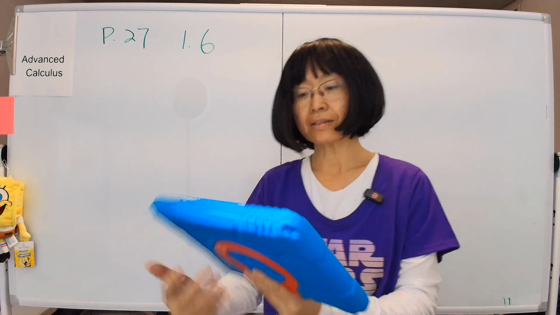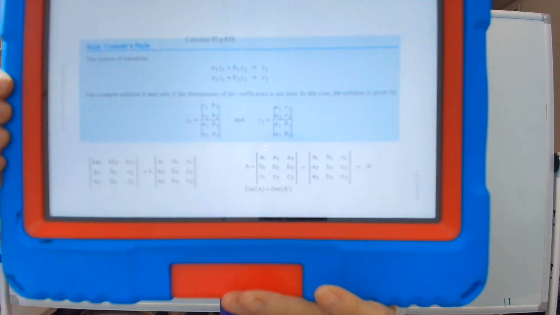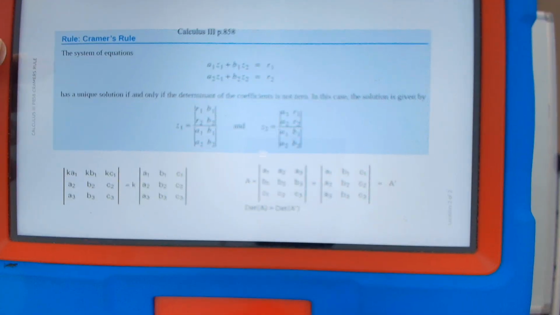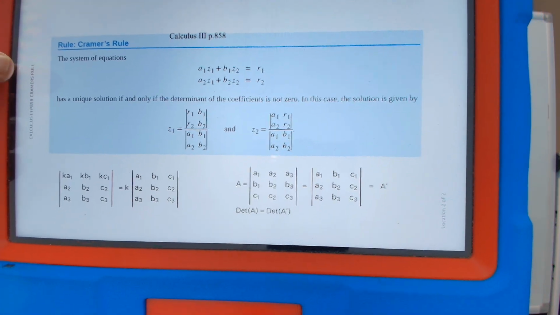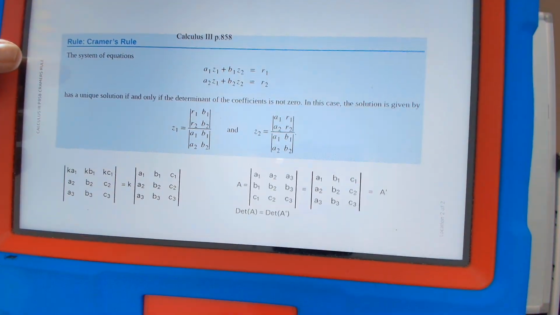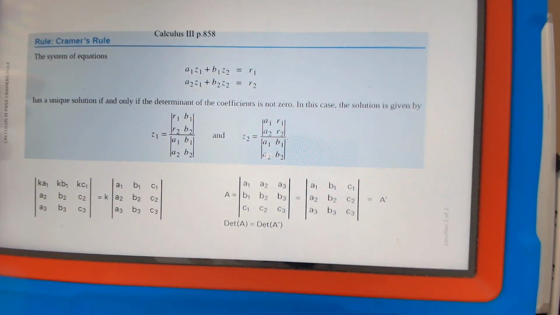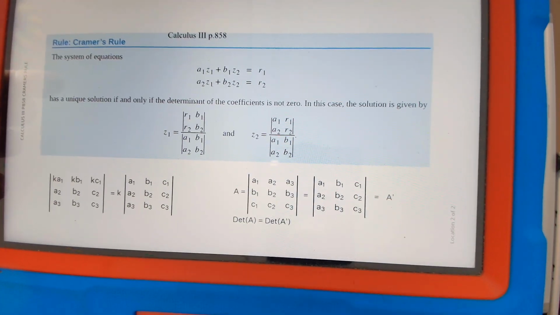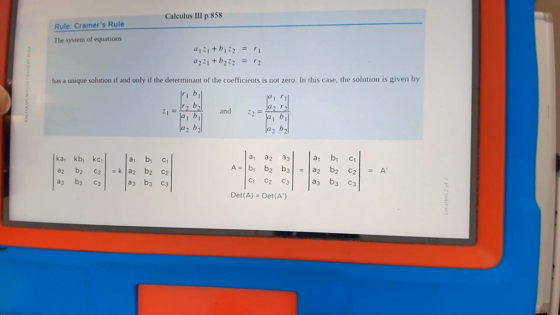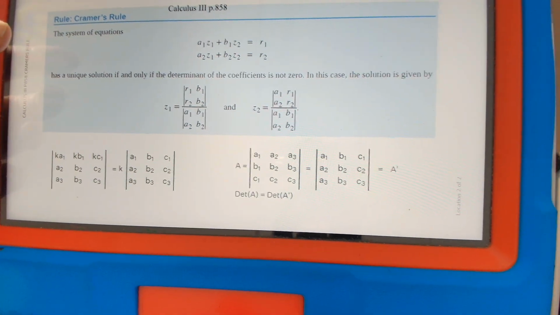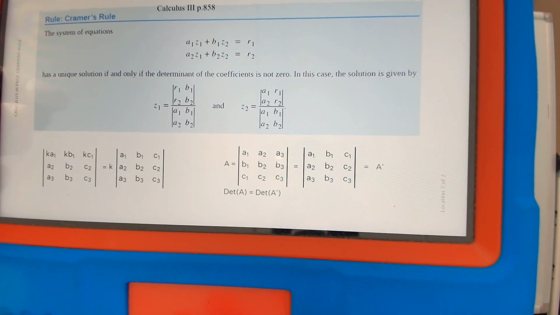Now, before we start this section, I want to quickly remind you of Cramer's rule. Cramer's rule is how we solve simultaneous equations. In this case, this is a 2x2 Cramer's rule I got out of Calculus 3. But you can find Cramer's rule anywhere nowadays, just find it online. Notice here's how you solve for the variables, given that this is conditionally true.